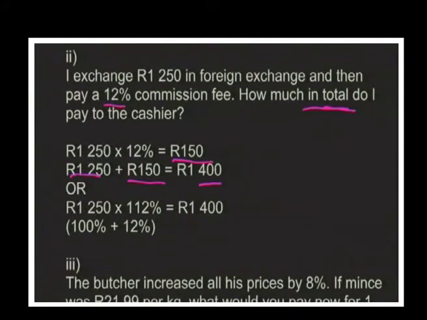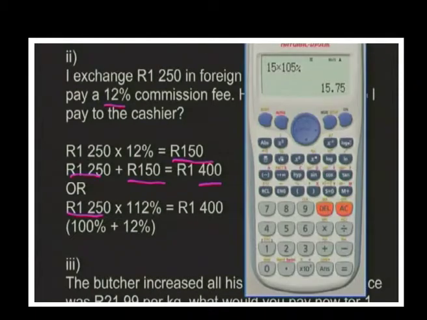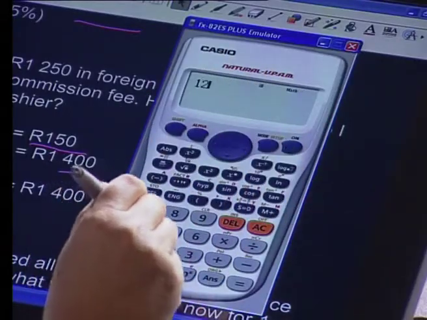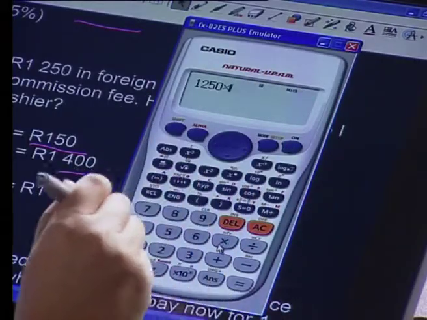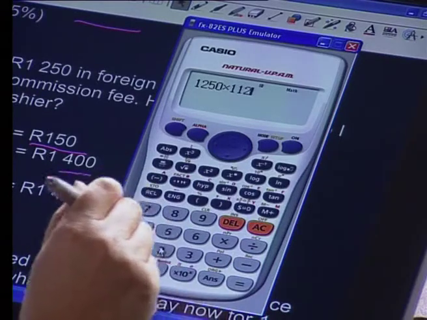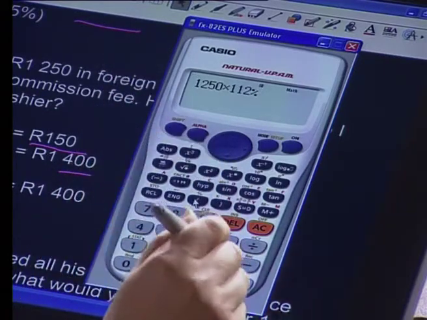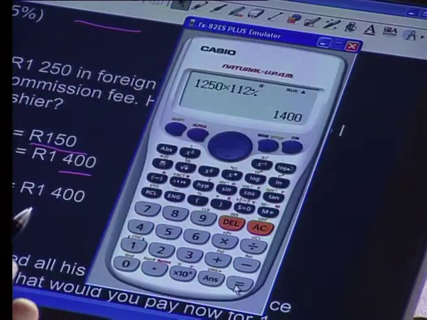In one step, and I'll do the one step on the calculator, we can say our 1,250 Rand times by 112% and get an answer. So let's try that on the calculator. It was 1,250 times by 112%, and we get an answer of 1,400 Rand.